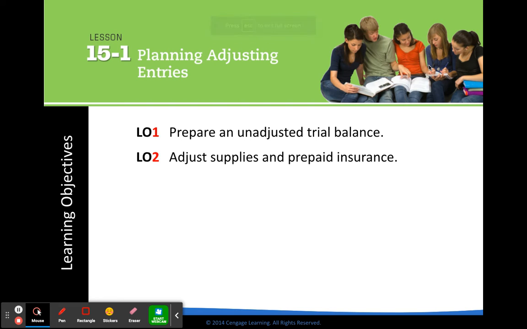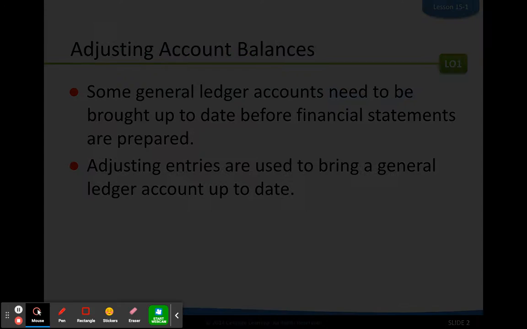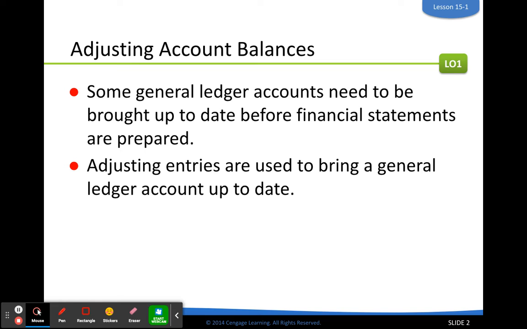In section 15-1, we are going to do some adjusting entries. We are also going to prepare an unadjusted trial balance. So adjusting account balances is entirely in order to bring the account balances as up to date as possible prior to creating our financial statements.